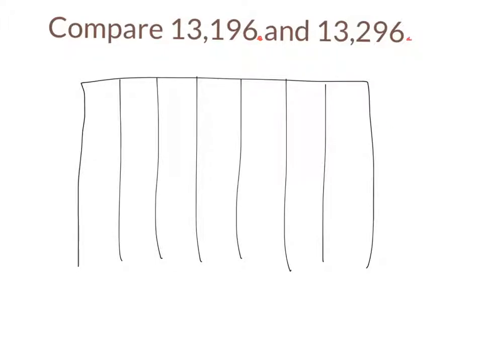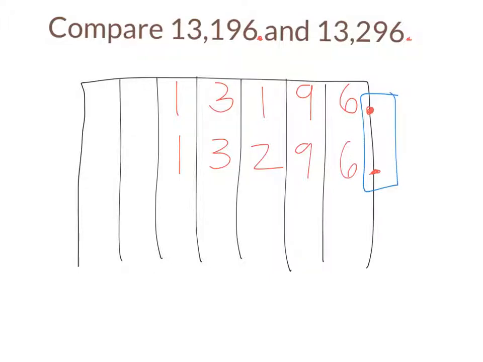Okay, so what I'm going to do is draw these two numbers in my place value chart, but I'm going to make sure I line up the decimal points. I'm going to have the decimal point there, and I see that I have a 6 in the ones place, a 9 in the tens place, a 1 in the hundreds place, a 3 in the thousands place, and a 1 in the 10,000s place. And then for my second number, same thing. I want to make sure that my decimal points are lined up. Are my decimal points right on top of each other? Yes, that means they're lined up.